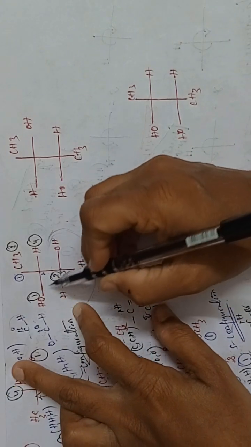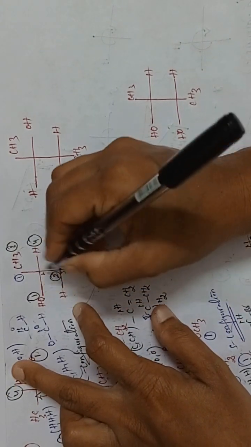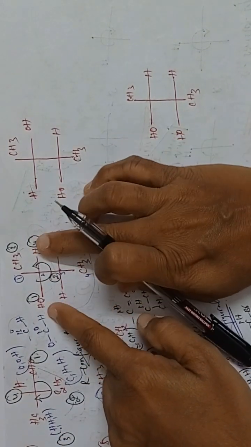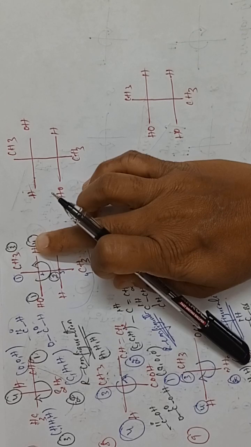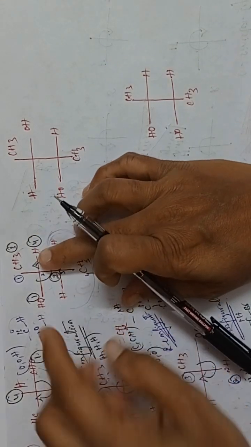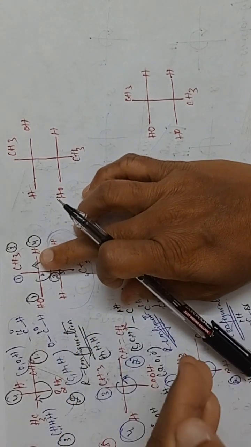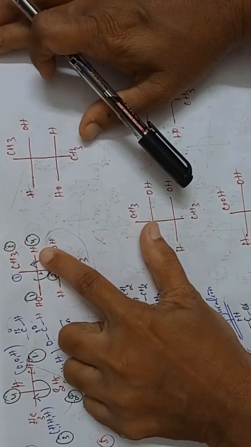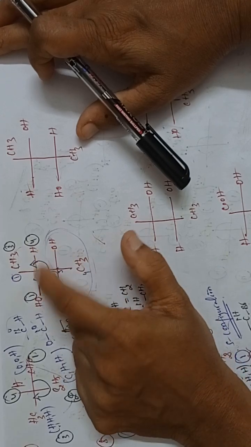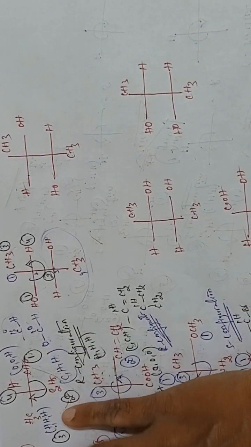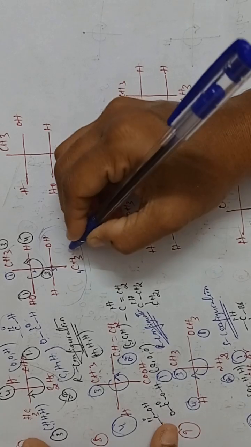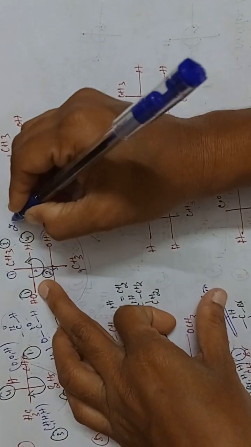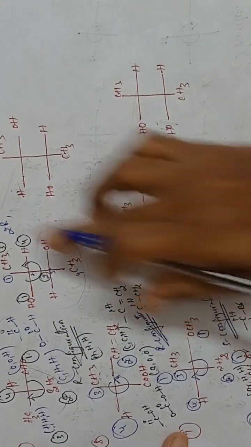Now 1, 2, 3. Which direction, students? This is anti-clockwise direction, and the hydrogen atom is on the horizontal line. Horizontal, anti-clockwise. Trick number 2 you have to follow: anti-clockwise on the horizontal means R configuration. Clear? This is which configuration? R configuration. The second carbon, chiral carbon, is R configuration. That is 2R.